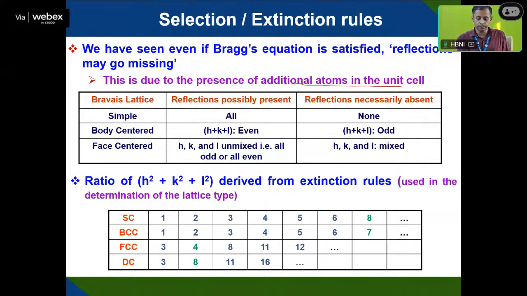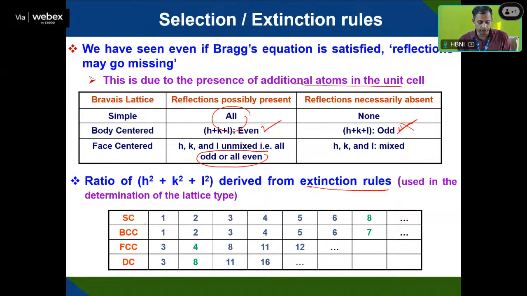If you see simple cubic, all reflections are possible. But for body-centered, when H plus K plus L is even you will be able to see a reflection, but if it is odd, you will not see the reflection in the diffraction pattern. But in FCC, if H, K, L are unmixed, all even or all odd, then only you will be able to see a plane. So just derive this equation, the ratio of H square plus K square plus L square, derived in the extinction rule. That will determine which lattice type the plane belongs to.